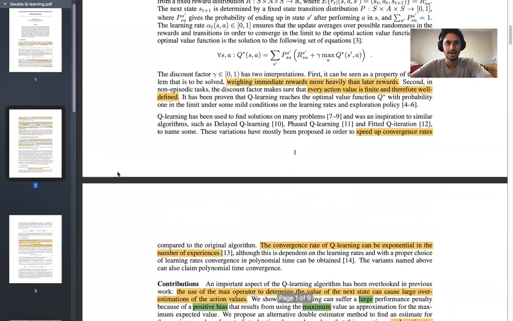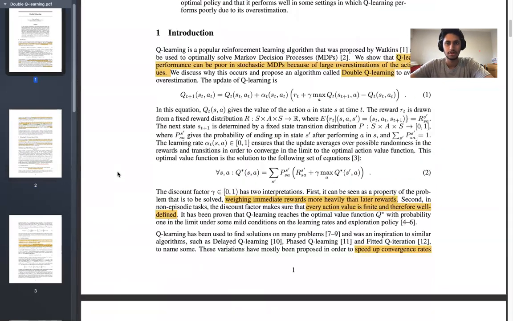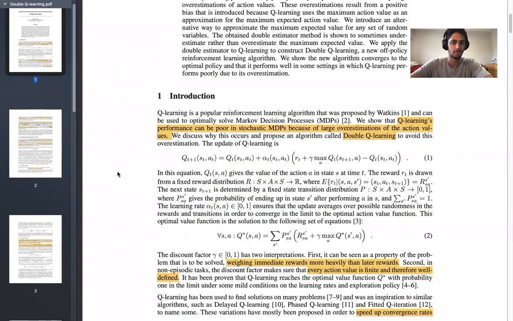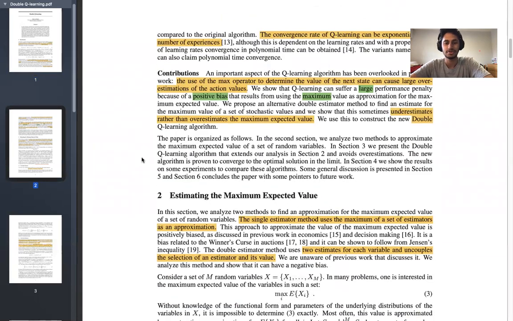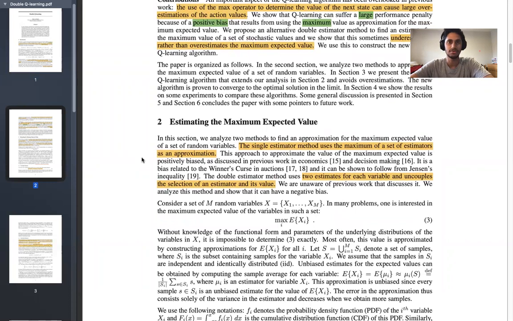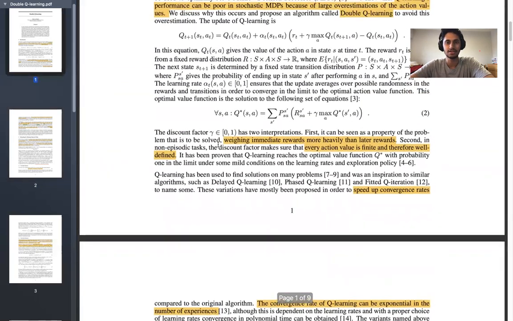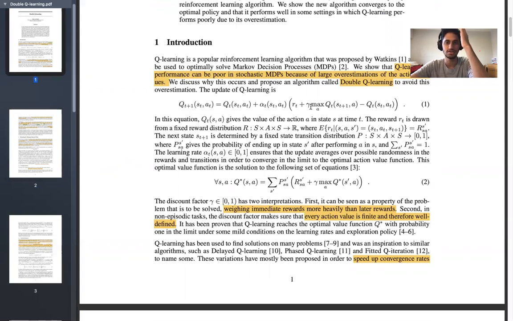The idea is that, like we said, Q-learning's performance can be poor in stochastic MDPs because of large overestimations of the action values. And this is because we're using a single unbiased estimator to update itself, right? You can see where it says that the single estimator method uses the maximum of a set of estimators as an approximation. The reason it's the maximum is because SARSA max, also Q-learning, uses the maximum reward that you get from selecting among the set of actions in the action space for a specific state S. If you think about it, that's not very correct because you're running the risk of overestimation due to the fact that you're selecting the maximum.